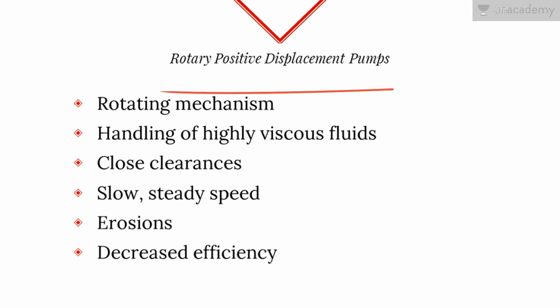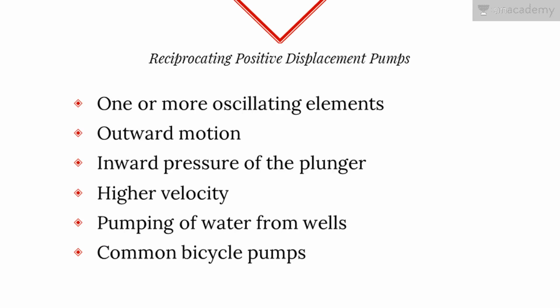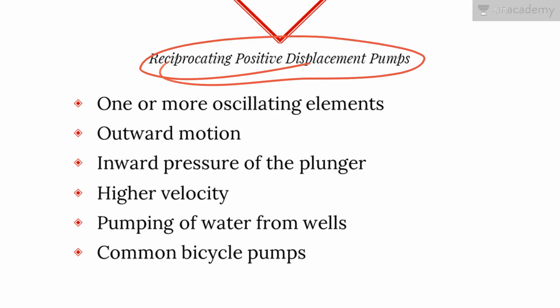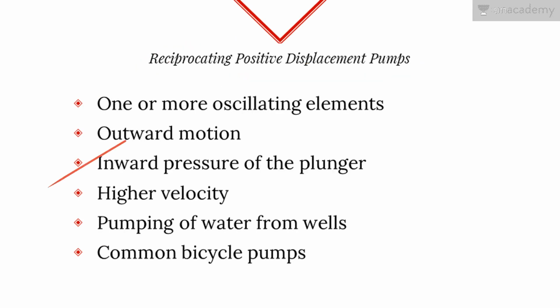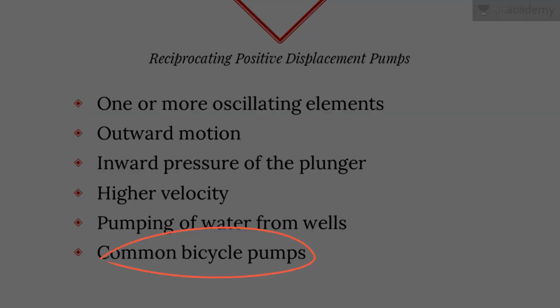Moving on to rotary positive displacement pumps. These pumps move fluid using a rotating mechanism that creates a vacuum that captures and draws in the liquid. They are very efficient for the handling of highly viscous liquids. They have a very slow and steady speed. That is the reason many erosions come into the pumps, and they also decrease the efficiency of the pump. The reciprocating pumps have one or more oscillating elements. They are similar to reciprocating engines. They help in the inward pressure of the plunger. They have higher velocity. They are used in common bicycle pumps.